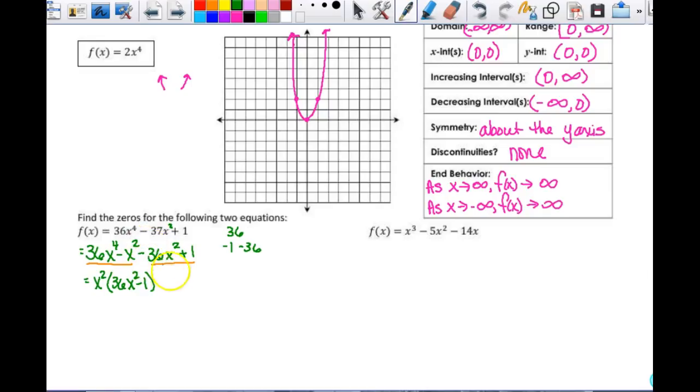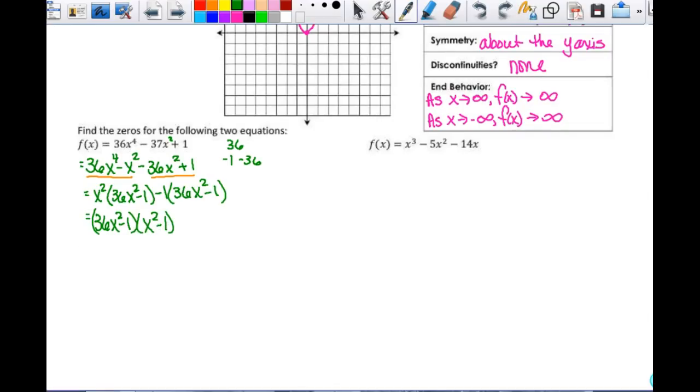Out of these two, I can factor out a -1, which leaves me with 36x squared minus 1. So that means I get 36x squared minus 1. Then I can keep going, okay? So I need to completely factor this. This is a difference of two squares. So that would end up giving me 6x plus 1 times 6x minus 1.